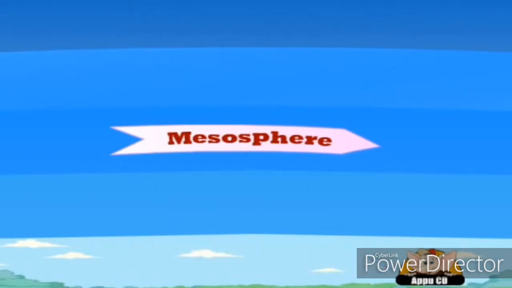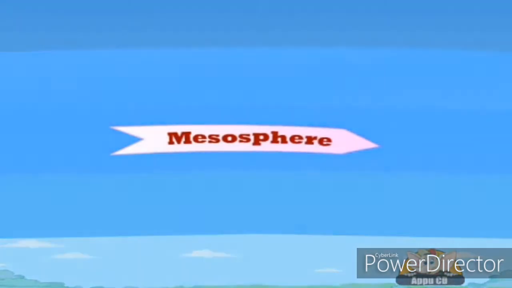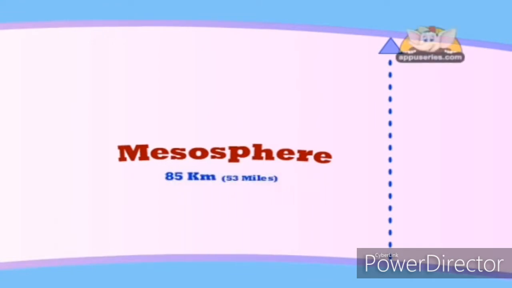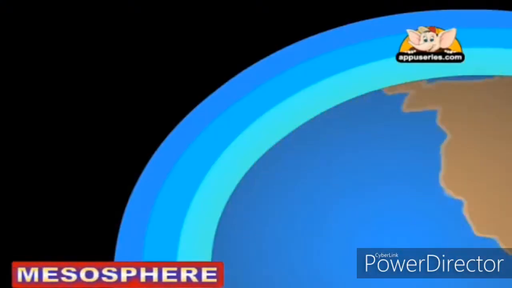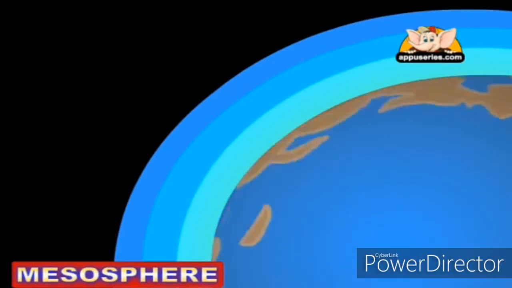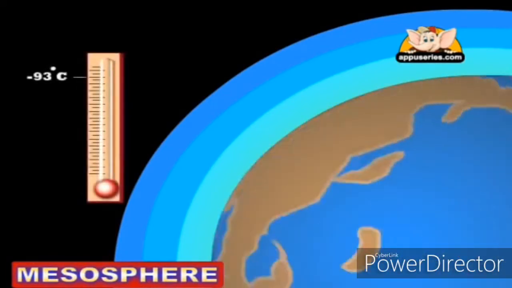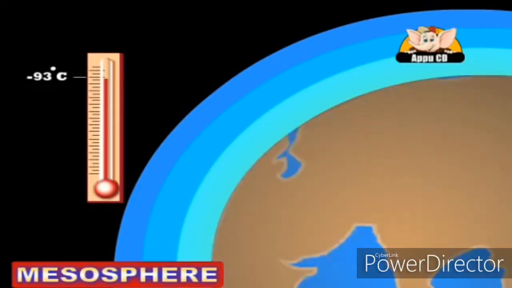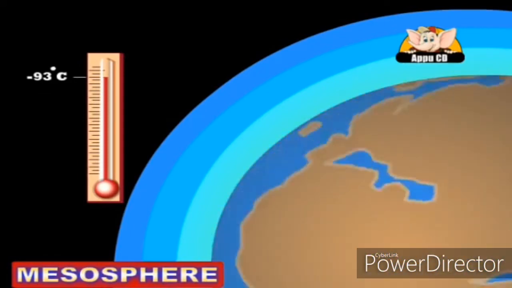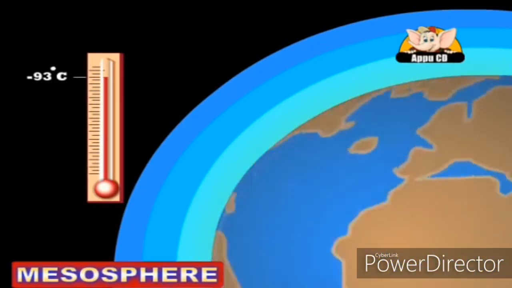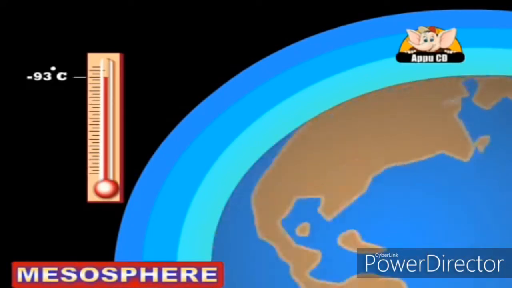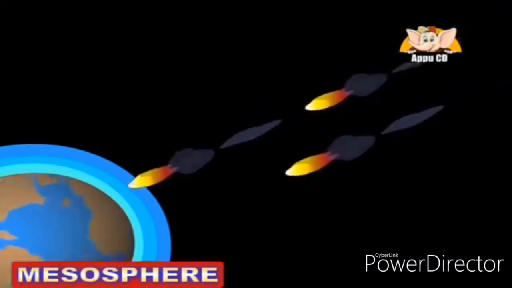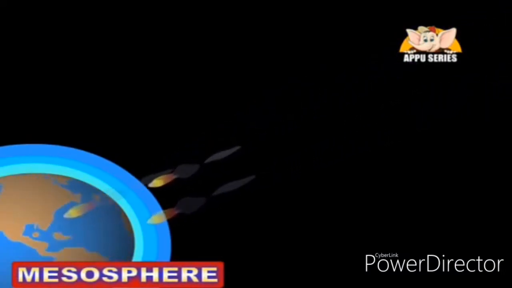The mesosphere starts just above the stratosphere and extends to 85 kilometers, which is 53 miles high. In this region, the temperatures again fall as low as -93 degrees Celsius as you increase in altitude. The chemicals are in an excited state as they absorb energy from the sun. This is also where most meteors burn up when entering the atmosphere.